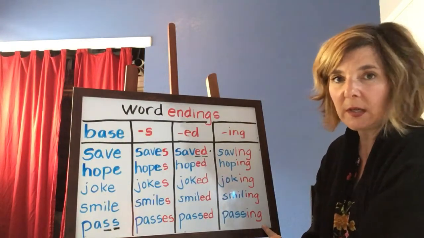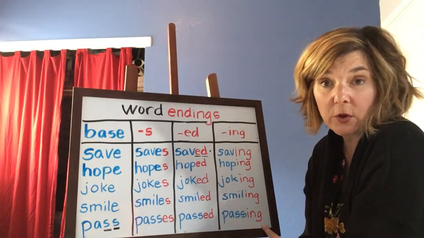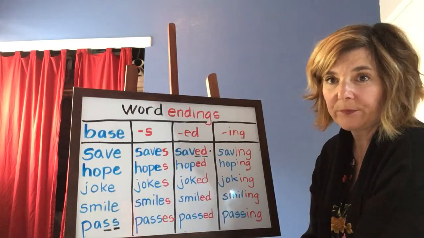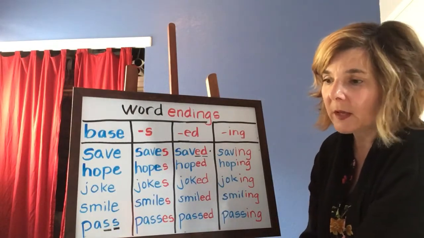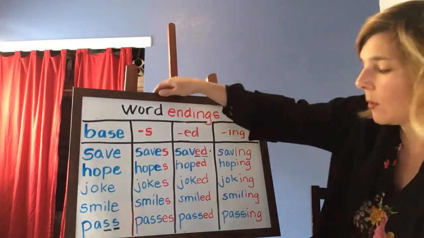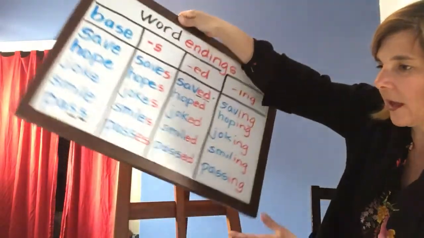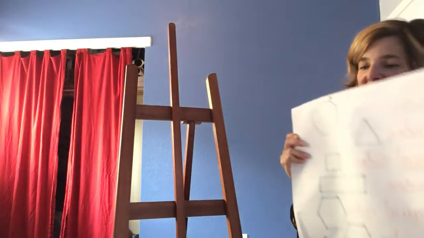Passing, we don't need an E. There was no E in the word to start with. Passing. All right? Good practice, guys. Now I have one more way that we're going to practice this skill together. I'm going to move this out of the way. I'm going to put my new chart on the board.